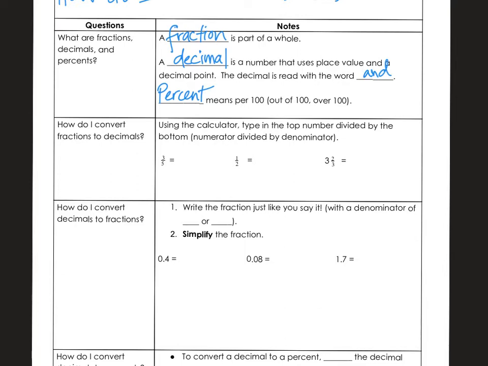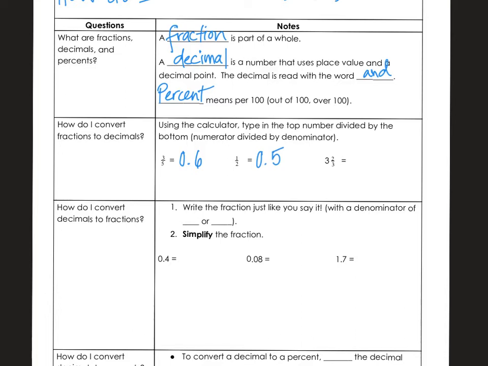Okay, so using the calculator, type the top number, which is the numerator, divided by the bottom number, which is the denominator. So I'm going to type 3 divided by 5 in the calculator, and when we do that, we get our decimal, which is 0 and 6/10. All right, 1/2, that should be one that is just natural to you. So if you type 1 divided by 2 in the calculator, you're going to get 0 and 5/10. And then here we have 3 and 2/3.